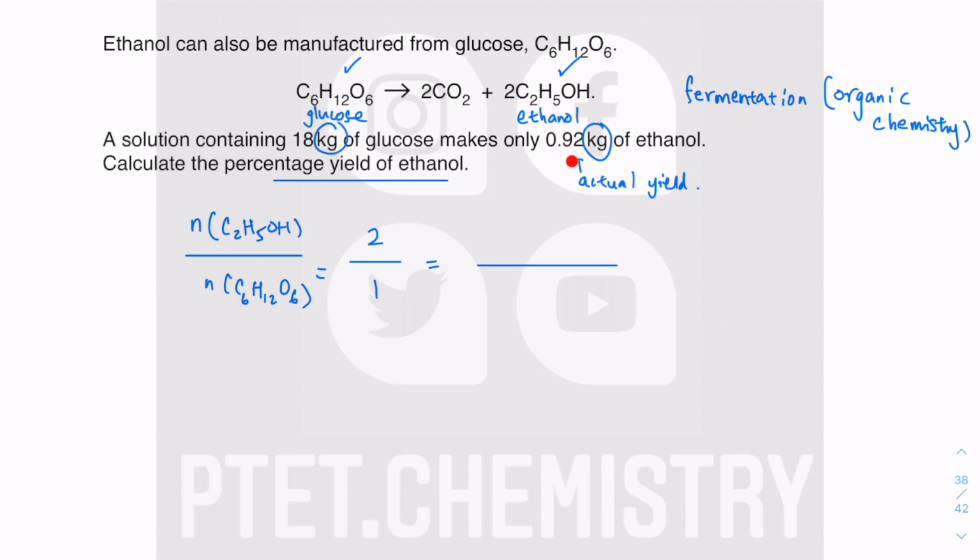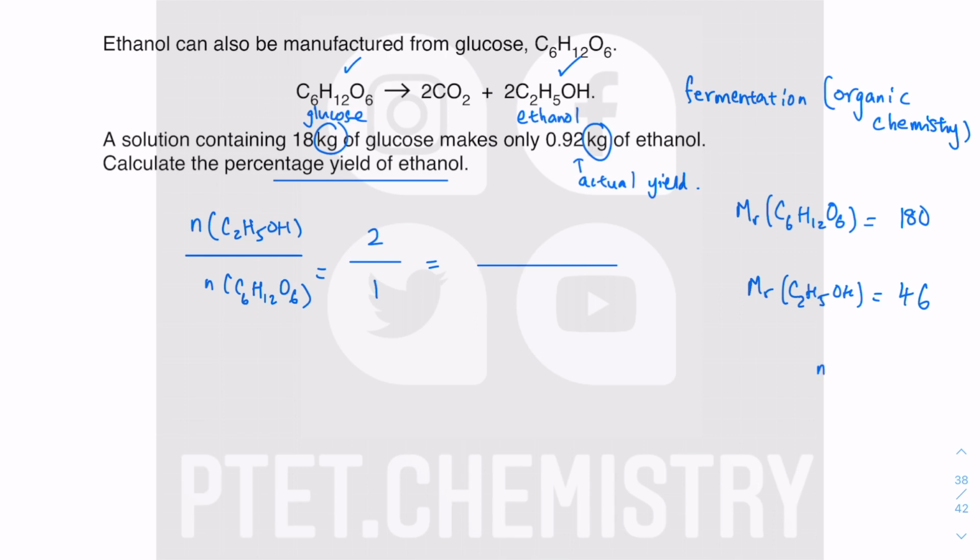So we are given masses, which means I need the MR. The molecular mass of C6H12O6, you can calculate that. MR of C2H5OH, you can calculate that. I'm just going to use my calculator. For the glucose, 12 times 6 plus 12 times 1 plus 6 times 16, I get 180 there. As for the ethanol, I get 12 times 2 plus 5 times 1 plus 16 plus 1. Don't forget there is another hydrogen at the end there. So I get 46.